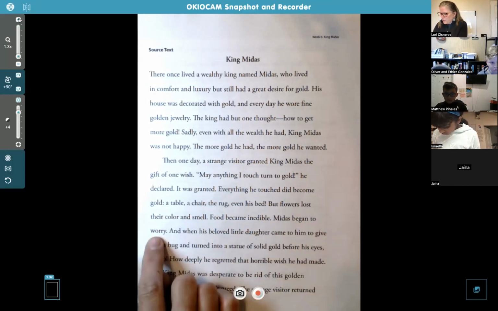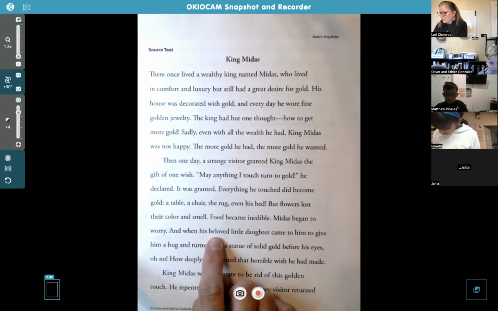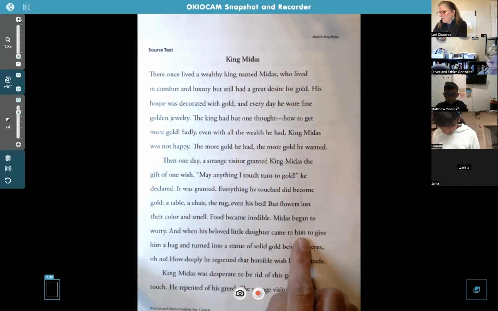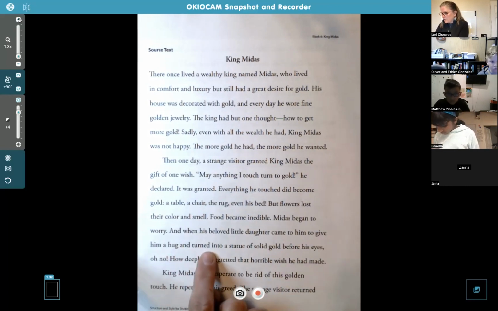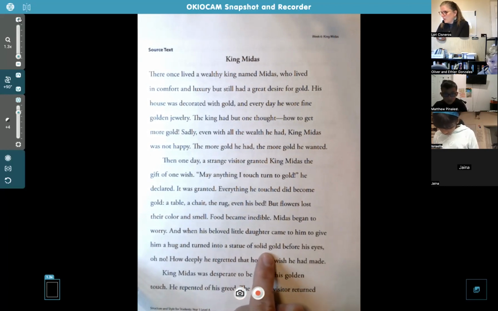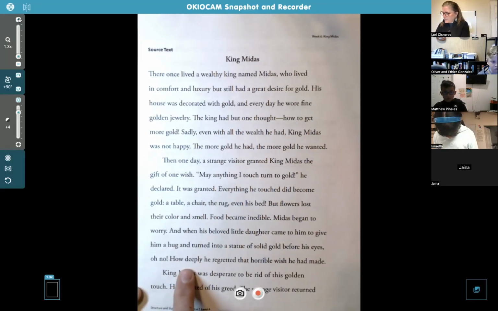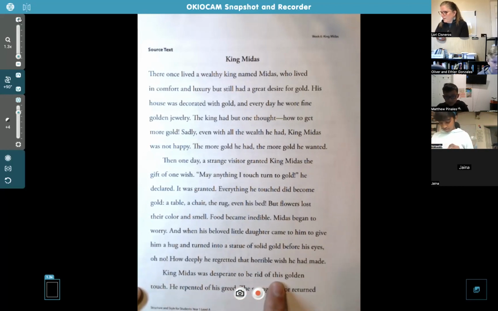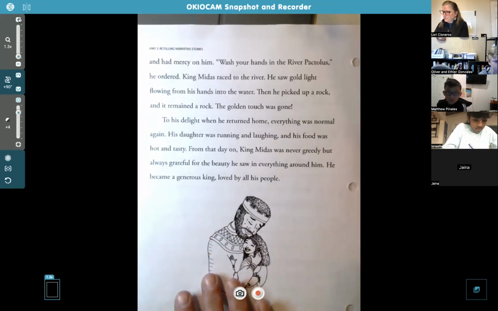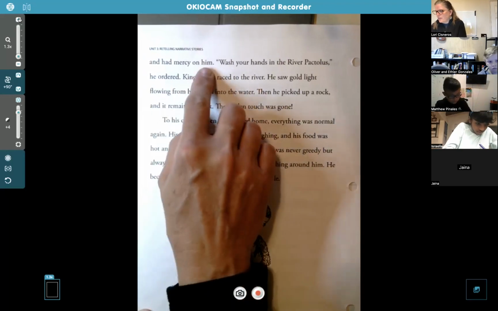Midas began to worry, and when his beloved little daughter came to him to give him a hug and turned into a statue of solid gold before his eyes, oh no, how deeply he regretted that horrible wish he had made. King Midas was desperate to be rid of this golden touch. He repented of his greed. The strange visitor returned and had mercy on him.